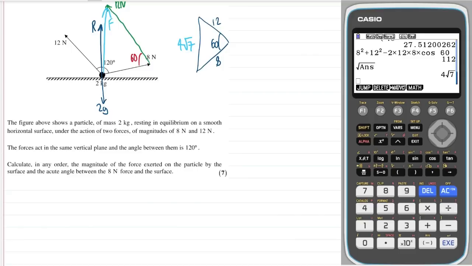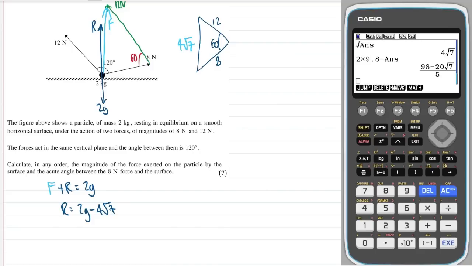Okay, so now we can look at just the blue forces. We have F, plus R is equal to 2g. And we know what F is. So we could do that R is equal to 2g minus 4 root 7. So we get 2 times 9.8 minus 4 root 7. And this gives us a value of 9.01. So R is equal to 9.01 newtons.